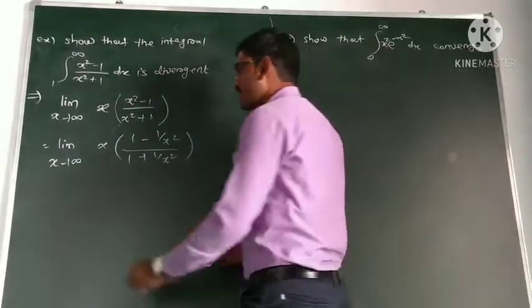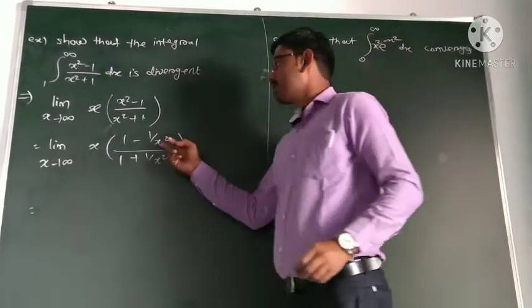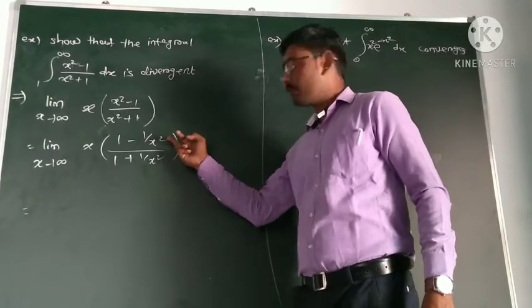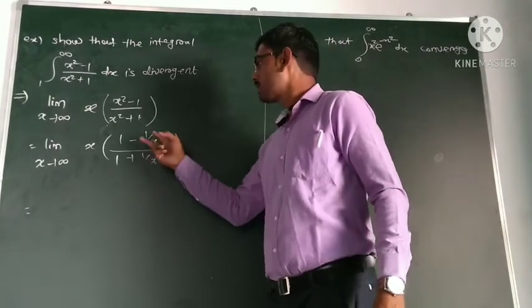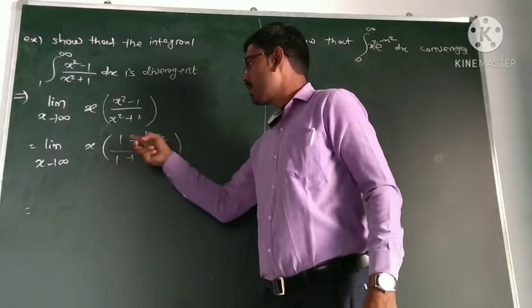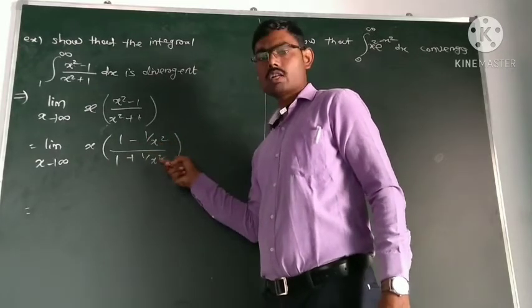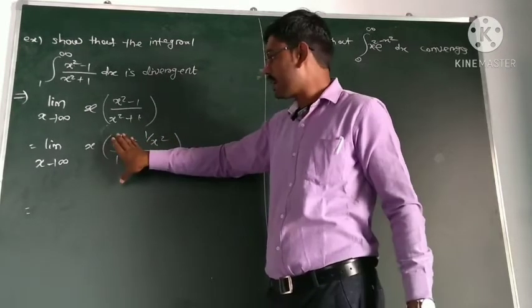Now, as x tends to infinity, 1 upon x square tends to 0. So 1 minus 0 is 1, and 1 plus 0 is 1. 1 by 1, so this bracket is 1.